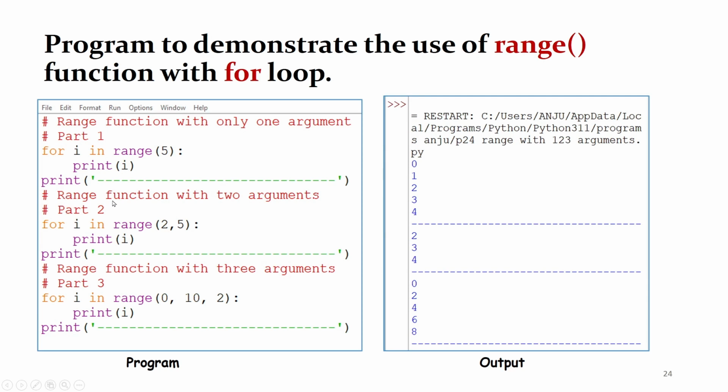Then range function with two arguments, that is two values, the start value and the last value. It will end at 5 minus 1. So for I in range 2 and 5, print I will give you 2, 3, 4 as the output. Then range function with three arguments, that is the start value, stop value and the step, a difference of 2. It is going to give us a difference of 2, that is 0, then 2, then 4, 6 and 8.